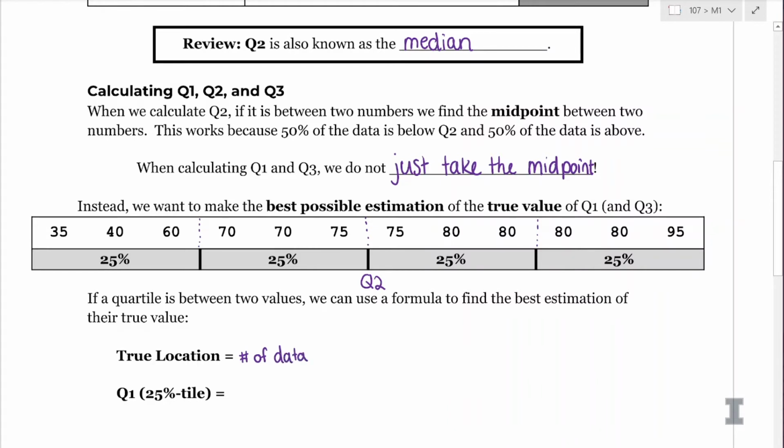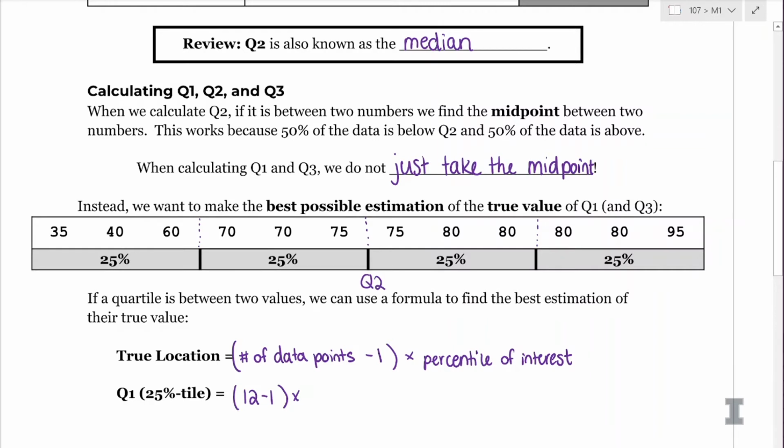So we're going to take the number of data points minus 1, and then we're going to multiply that by the percentile of interest, the percentile we want to find. In this case, we're looking at Q1, so that is the 25th percentile. How many data points did we have here? We've got 12 data points. Okay, so I'm going to take 12 minus 1 times, and then the percentile of interest is going to be 25.